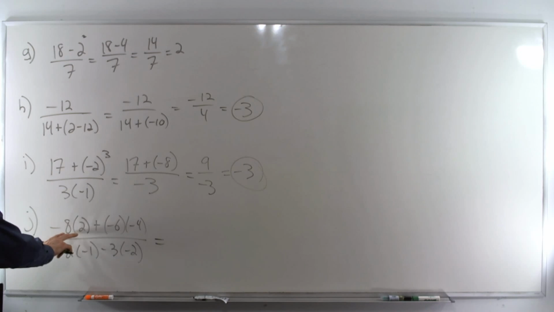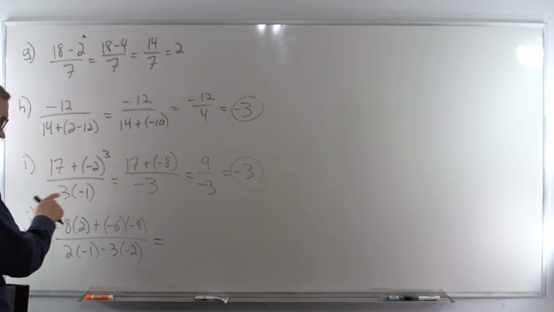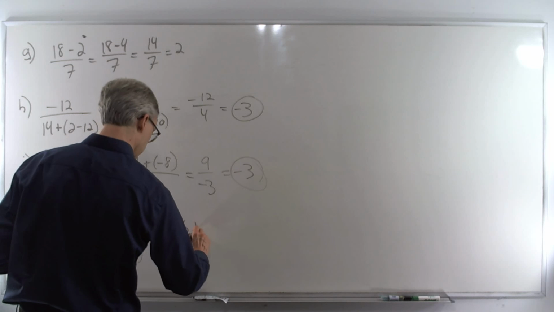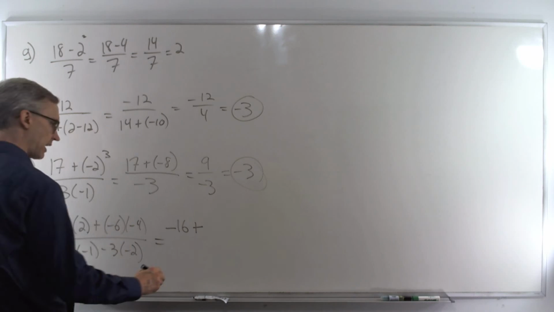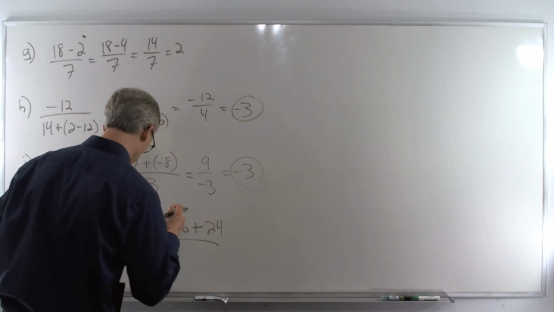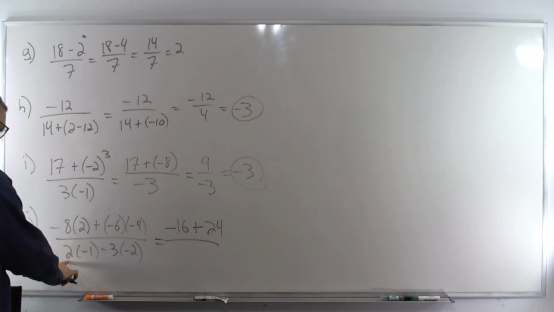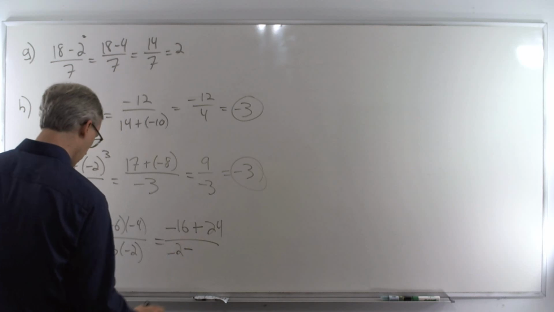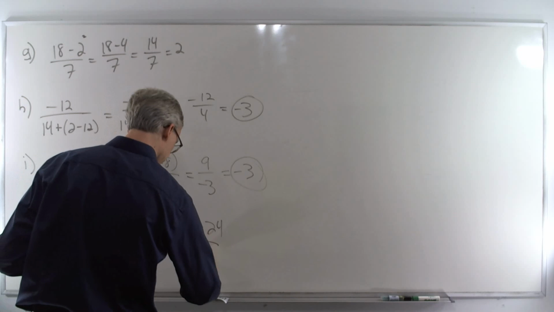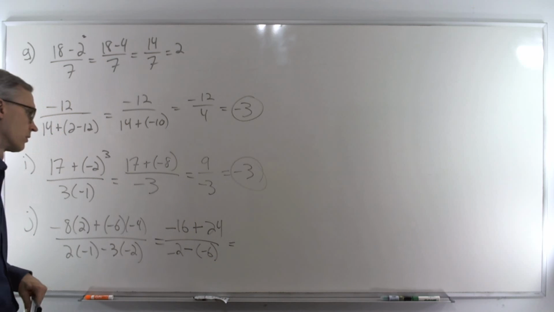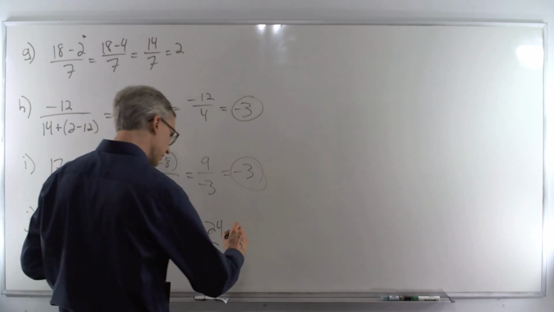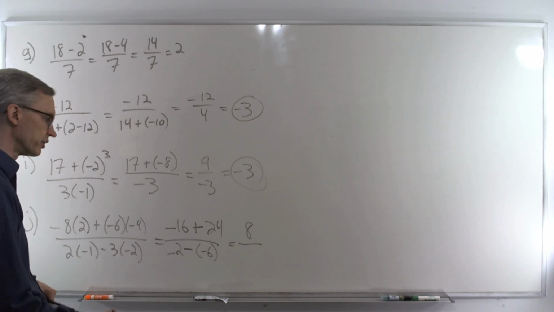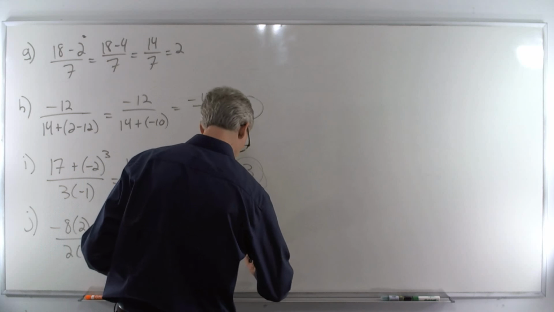So on top, we have a multiplication here and a multiplication here separated by addition, so we can do both of those. Negative 8 times 2 is negative 16. And negative 6 times negative 4 is positive 24. On the bottom, we have 2 times negative 1, it's negative 2, minus 3 times negative 2, which is negative 6. Adding those on top gives us 8. And negative 2 minus negative 6 is the same as negative 2 plus 6. And that is 4.